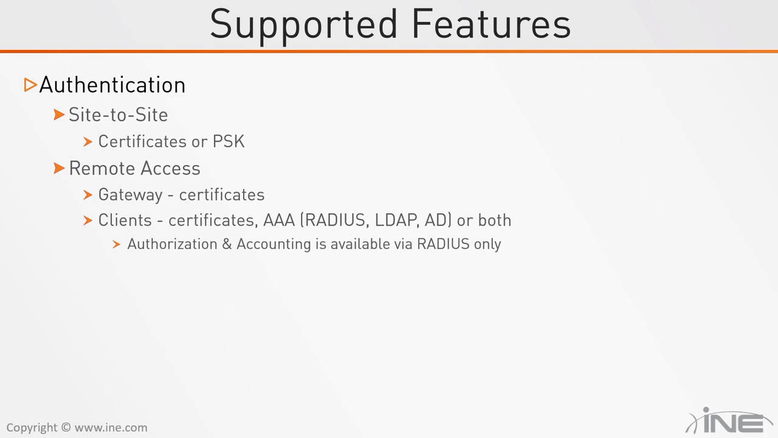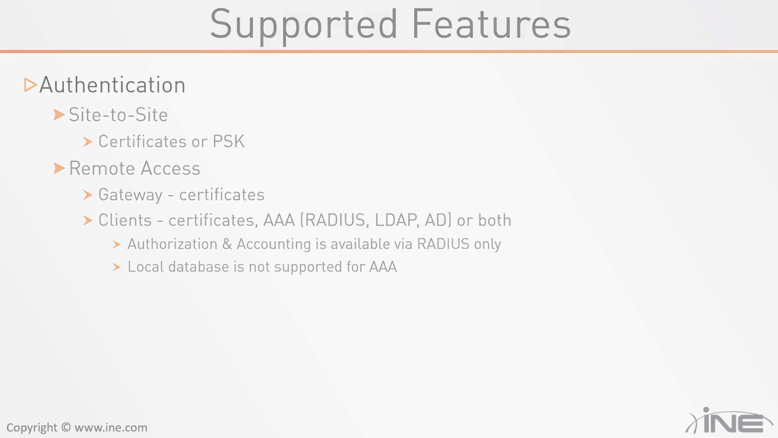So we could potentially use, let's say, AD to authenticate the user, but authorization would be performed with the aid of RADIUS attributes. Of course, you can also use RADIUS for authentication. It's just that LDAP and AD cannot be used for authorization and accounting. Also notice that local database cannot be used to support AAA. It's not possible to add user accounts for VPN authentication on the FTD.